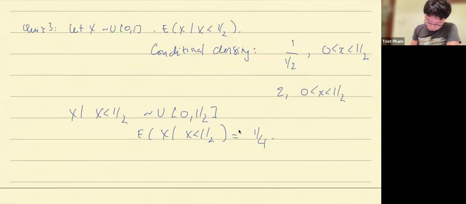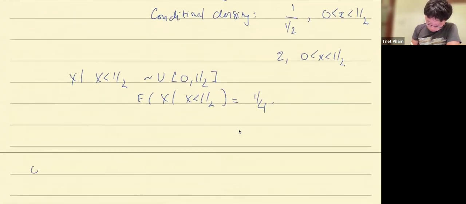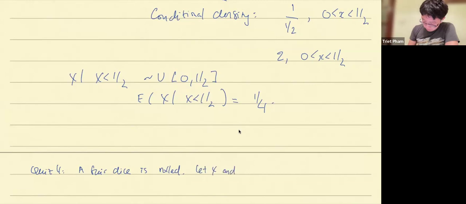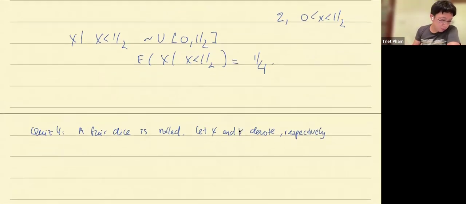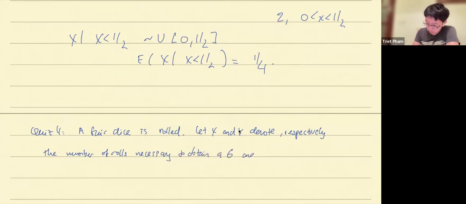So a fair die is rolled. Let X and Y denote, respectively, the number of rolls necessary to obtain a 6 and a 5.